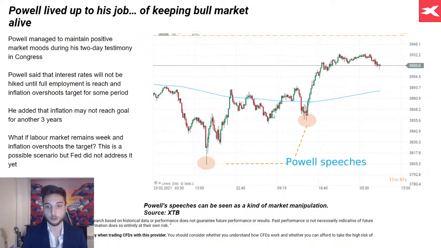Then they start to dip a little bit towards this area here. And then the second speech, and they get the second boost, raising it above any other resistance that was in the way at the moment on the short time frame, of course. Powell said that interest rates will not be hiked until full employment is reached and inflation overshoots target for some period.